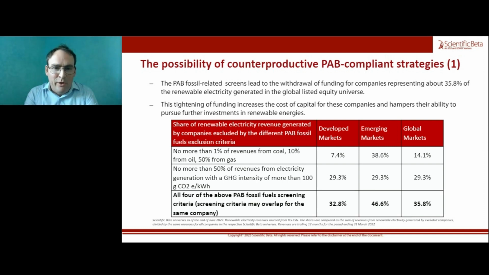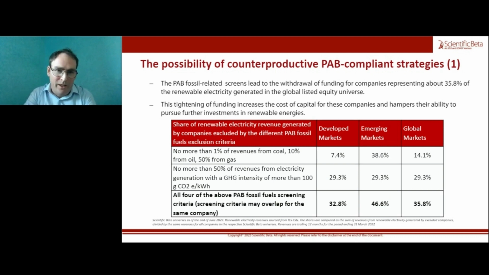The second criterion is linked to electricity generation. If a company generates electricity, and more than 50% of the revenues of the electricity generation comes from electricity that produces more than 100 grams of CO2 equivalent emissions per kilowatt hour, this basically means that if more than 50% of the electricity that the company produces is based on fossil fuels, then the electric utility company should also be excluded. So one is based on revenue thresholds from different types of fossil fuels, and one is based on having more than 50% of electricity production coming from fossil fuels. These are mandated in the PAB constraints.